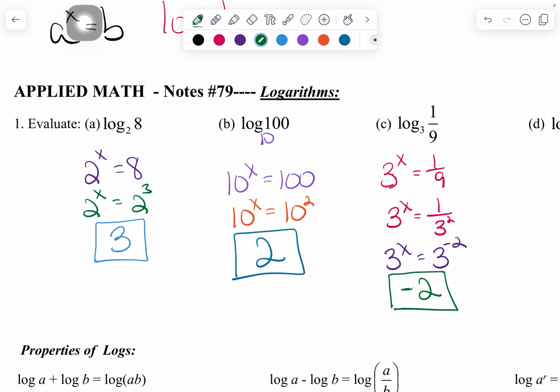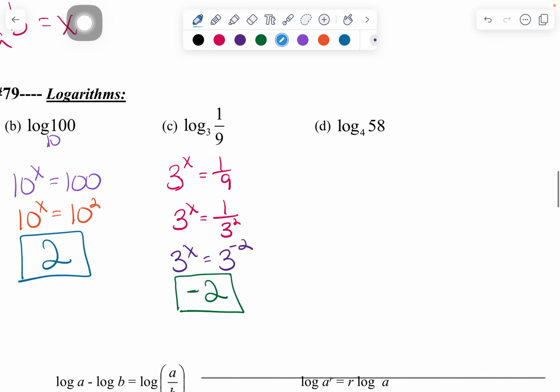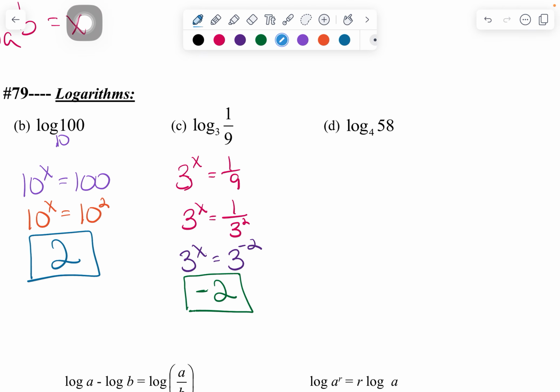All right, so far so okay, I hope. And then I'm going to slide on over to part D, which looks just like part A and part B. Well, part B was missing the base, but we got that figured out. So if we look at part D here, we have a log base 4 of 58. So that means I'm going to do 4 to some power is equal to 58. And then I sit and stare at it for a very long time and try to figure out what's going on.